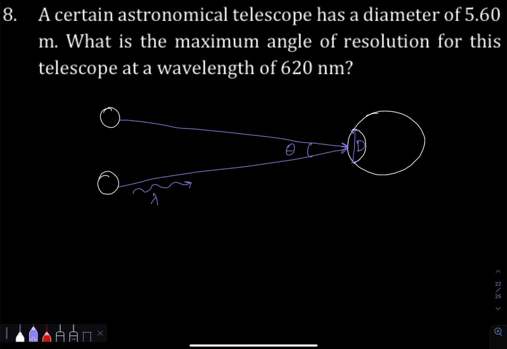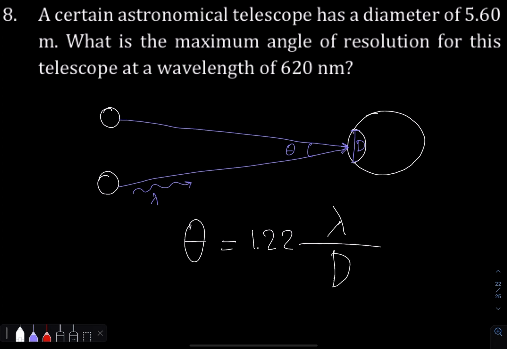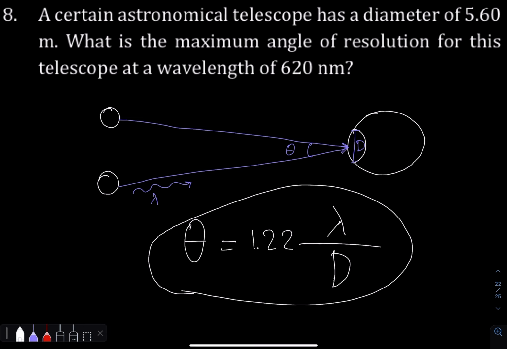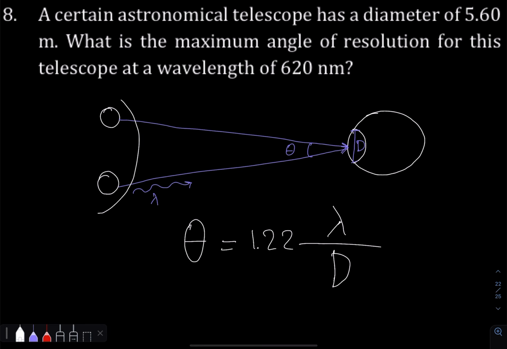The way in which these variables are related is here. Right. So the angle between them, so this, is equal to 1.22 times the wavelength of the light over the diameter of the eye, or whatever instrument you're using. This is only going to be the case when you can actually tell the two points apart, right? If you can't tell the two points apart, the resolution is too low. This is not going to apply. But this is actually not the minimum, but the maximum angle of resolution.